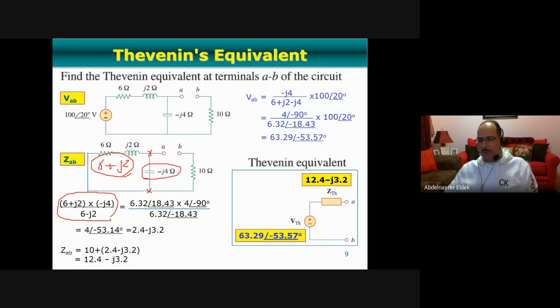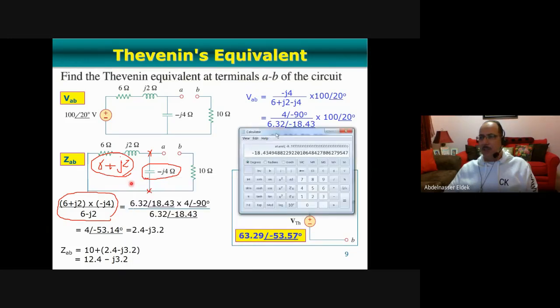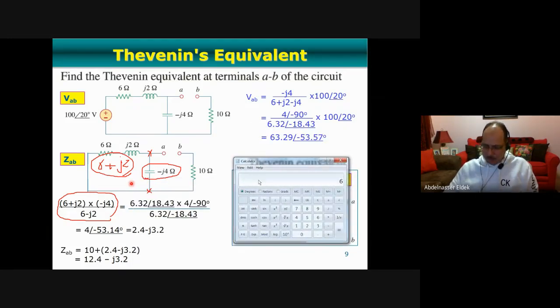And of course, to simplify the multiplication and division, you have to convert them back to amplitude and phase. Okay, so 6 plus j2 is 6.32 and angle 18.43. And here this is 4, the amplitude is 4, and negative j will be negative 90 degrees. And this one will be the same, like this one here: 6.32 and angle negative 18.43. And then what you need to do is just calculate the amplitude. The amplitude will be 6.32, or here you can cancel 6.32 with this one, so you end up with 4.